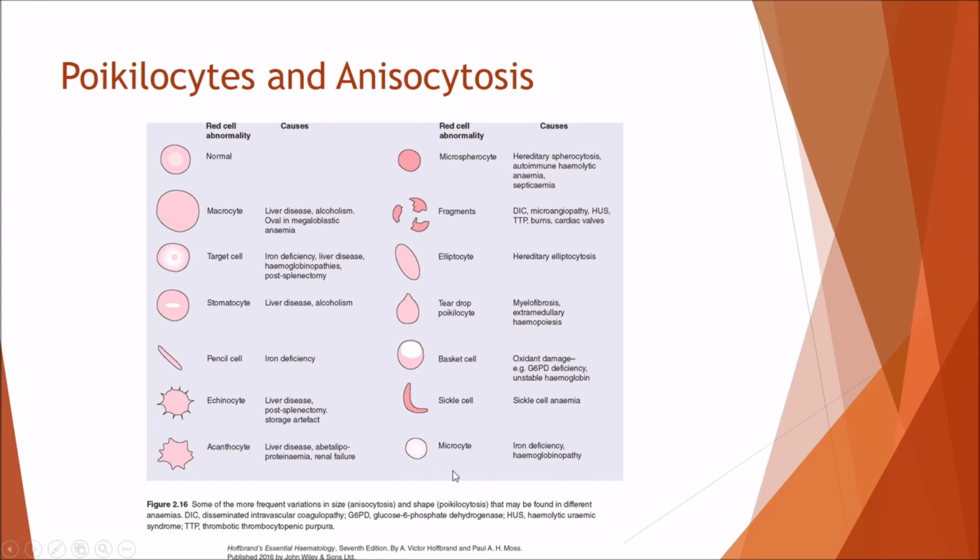And down here you can see the microcytes. As you can see, they've got little coloration, so they've got really little hemoglobin in them. As a result of iron deficiency, you're not getting as much effective hemoglobin.